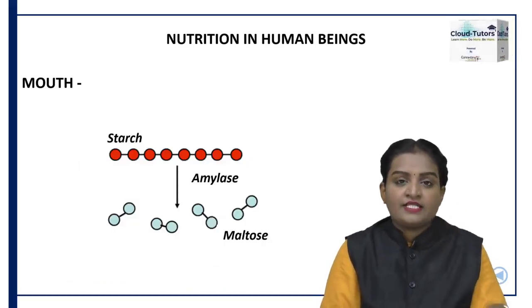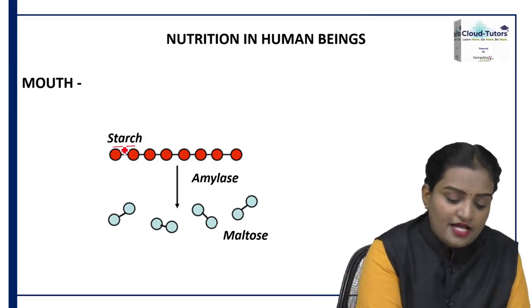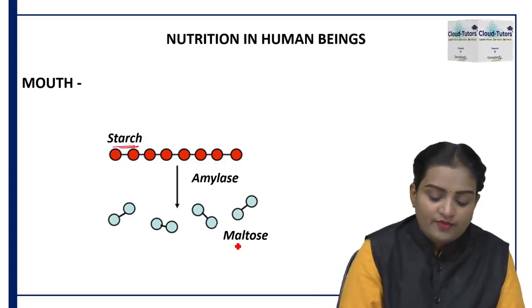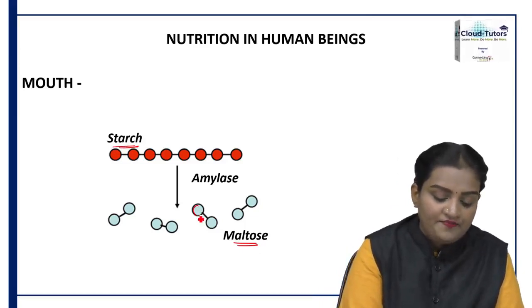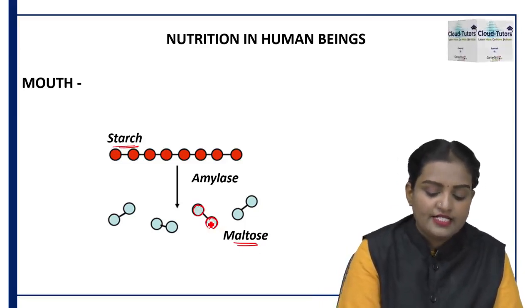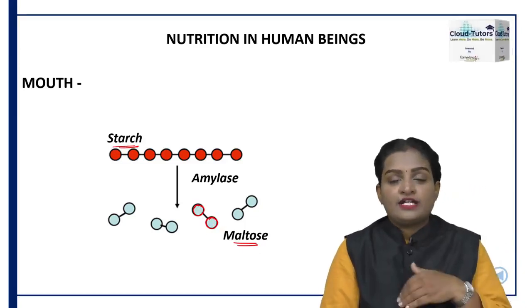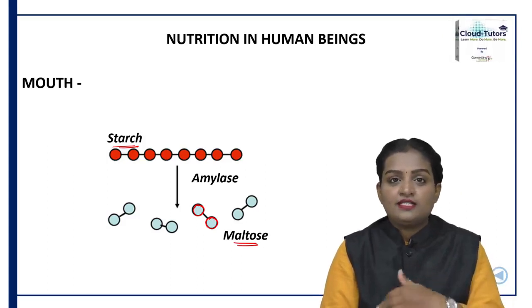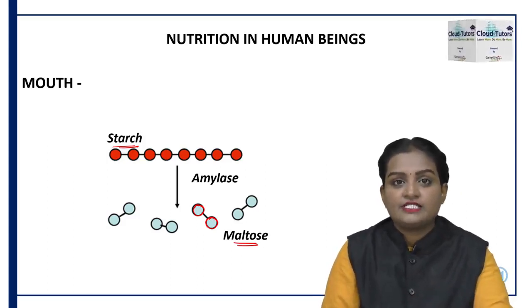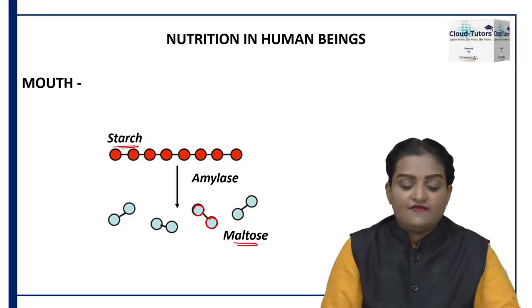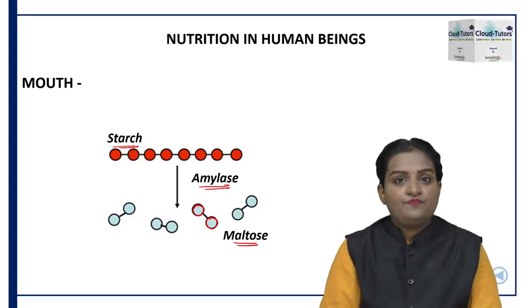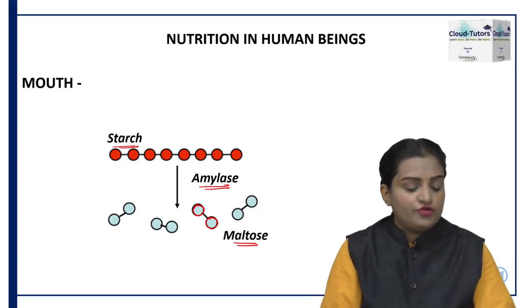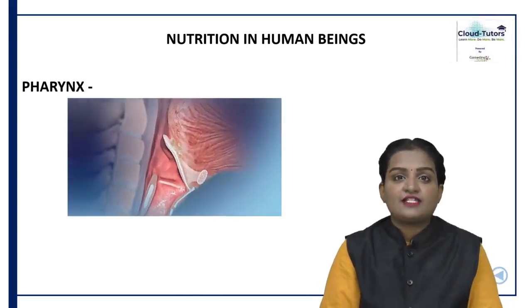So what happens here is the starch will be broken down into simpler forms such as maltose. Maltose is a disaccharide. So it is further going to get digested in the small intestine. So first digestion occurs in mouth, where salivary amylase breaks down starch to maltose. After that, food goes into the pharynx.